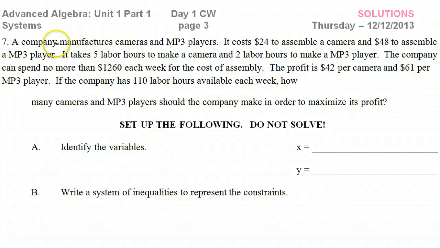Alright, let's take a look at number 7. A company manufactures cameras and MP3 players. It costs this much for a camera, so much to assemble an MP3 player. You got your labor. Reading. Okay.